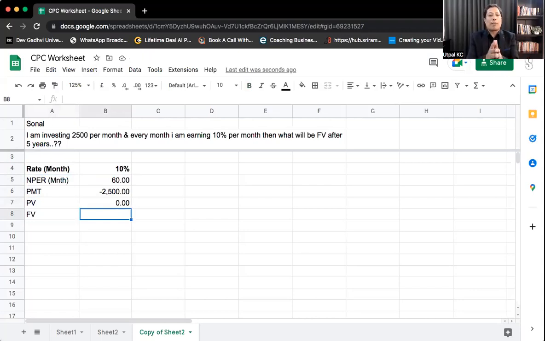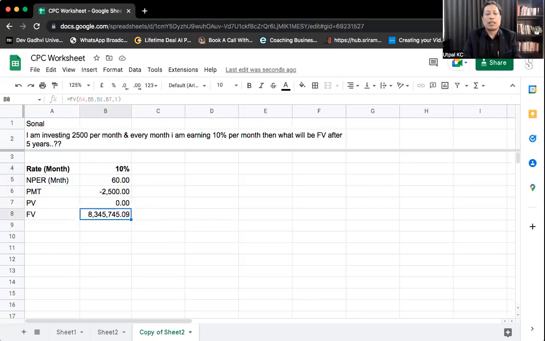So this is the question, am I right? Sonal, okay, fine. Now this is very simple. FV, future value: rate 10% per month, NPER is 60, PMT is minus 2,500, PV is 0. Then the answer is 1 crore 83 lakhs 45,745. Got it? Very simple.